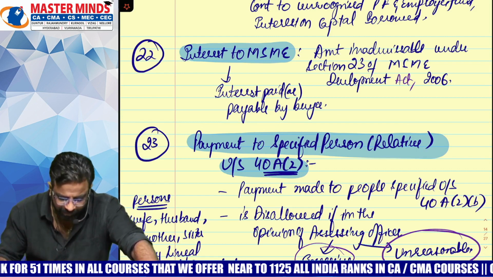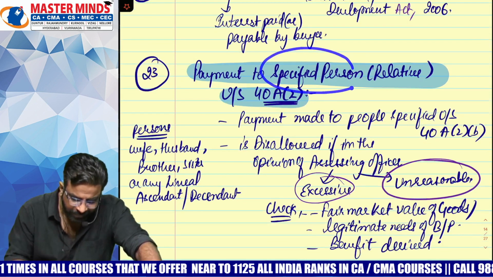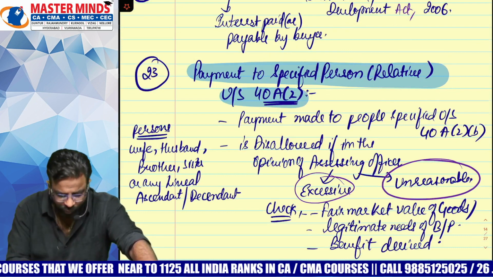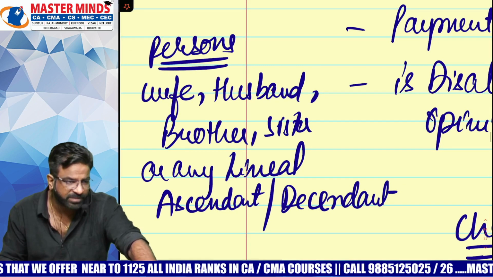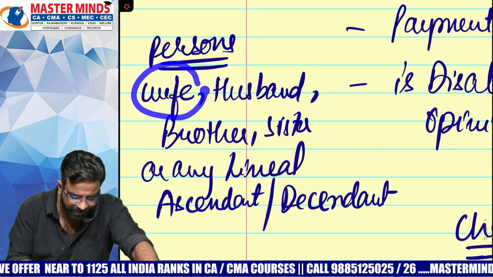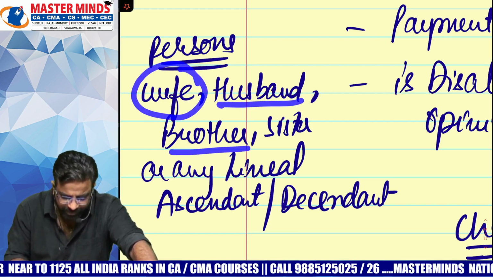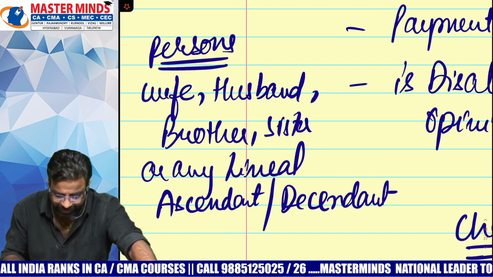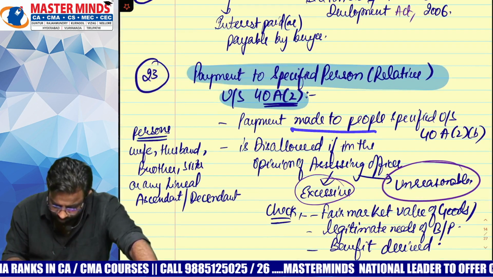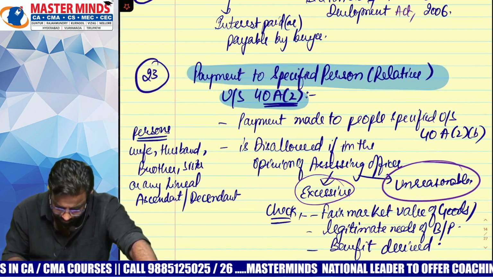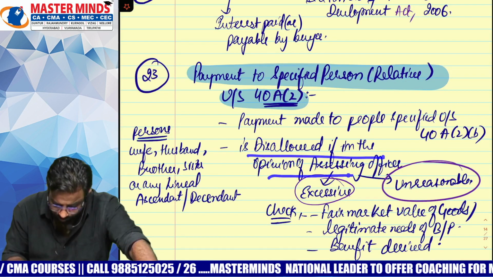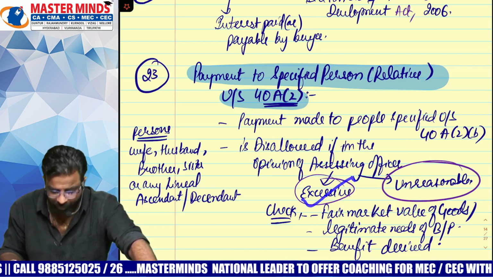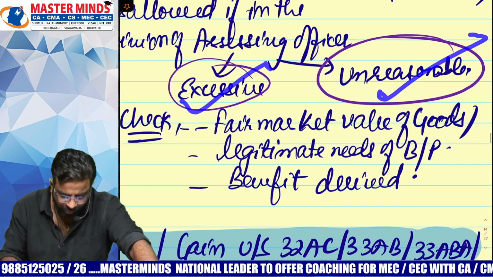तो 23 पेमेंट्स मेड टू द विच पर्सन, और वो स्पेसिफाइड पर्संस आर व्हाट? रिलेटिव्स. तो इन दिस केस who are those specified persons in which it is inadmissible? First one is what? Wife, husband, brother, sister, or any other lineal ascendant and lineal descendant. Payment made to the people specified under section 40A(2)(b) is disallowed if it is in the opinion of which officer? Assessing officer, is either excessive in nature or what? Unreasonable.